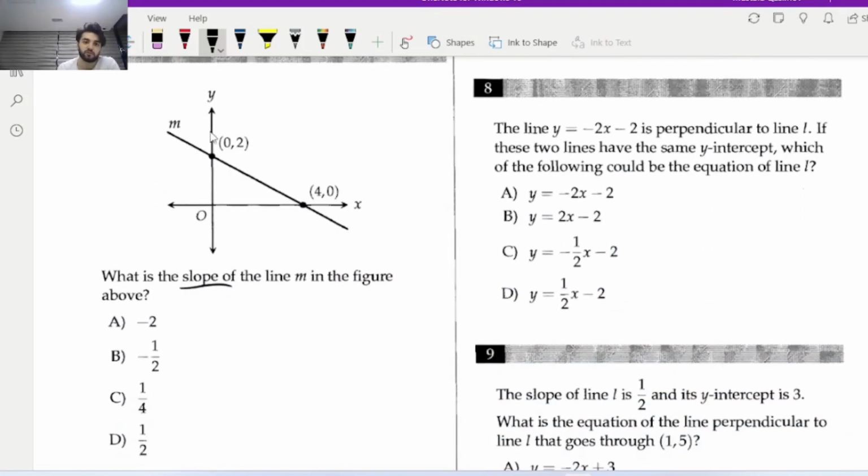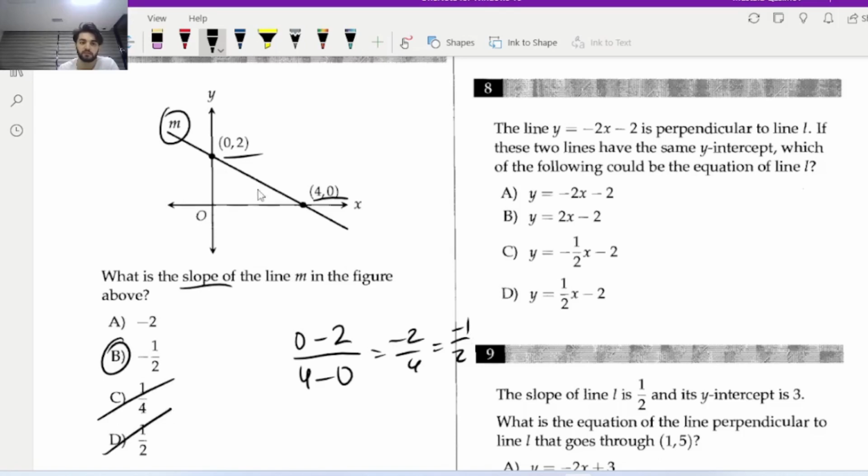We have to find the slope m using these 2 points. y2, 0, minus y1, 2, over x2, 4, minus x1, and this is 0. So it is negative 2 over 4, negative 1 over 2. So the answer is B. We can eliminate C and D because the slope of this line is negative. That's why C and D are not correct.